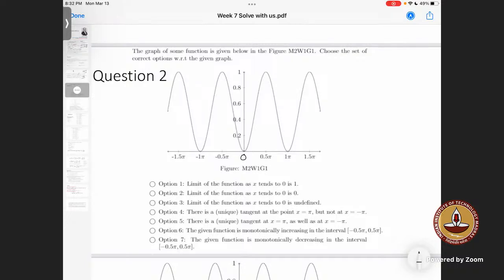Pratap, you have written that option 3 is correct. Option 3 says the limit of the function as x tends to 0 is undefined. No, sir, it was a mistake. It should be option 2. Yes. A step function in the discrete case. In the discrete case, it will be a step function.